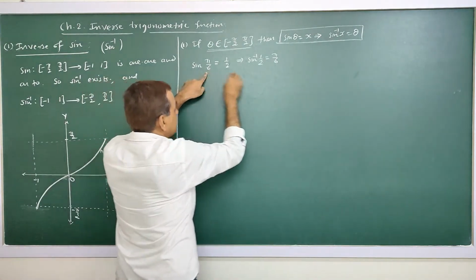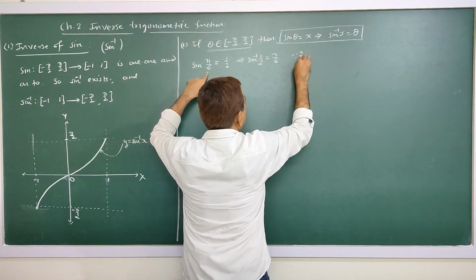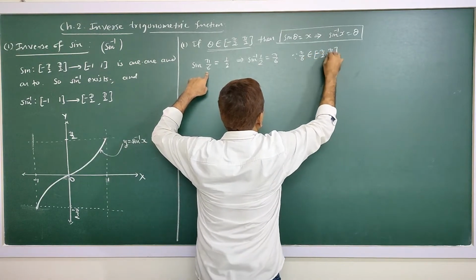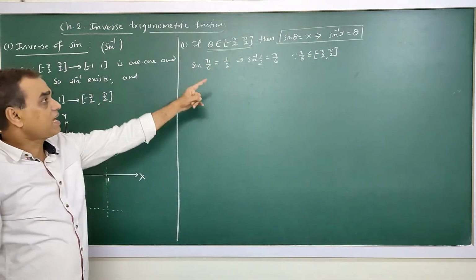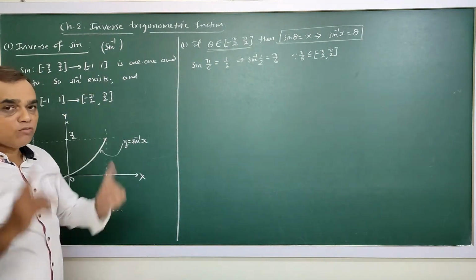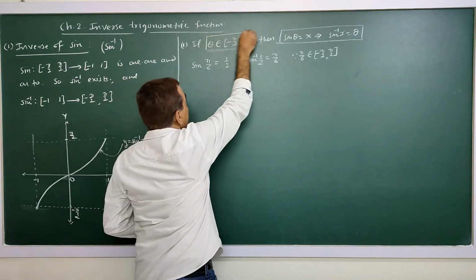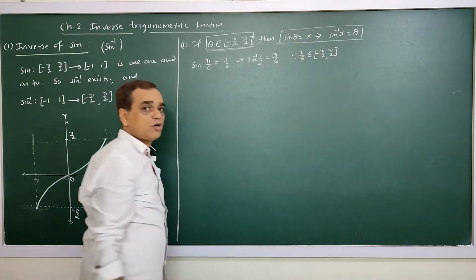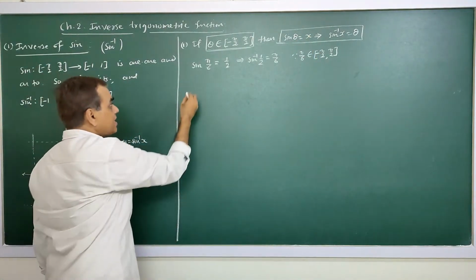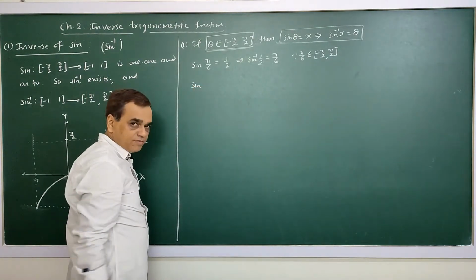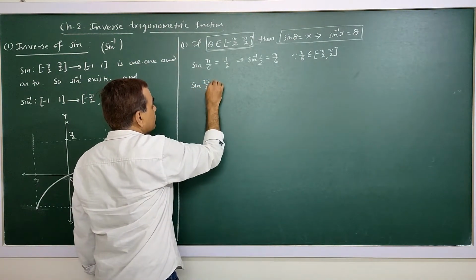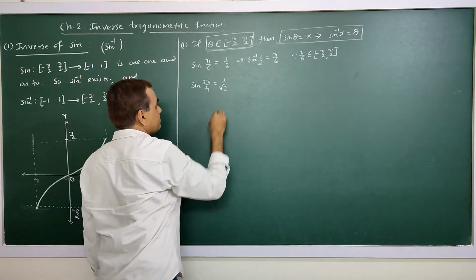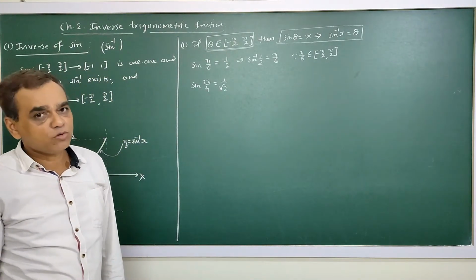And here pi by 6 belongs to the closed interval minus pi by 2 to pi by 2. That's why this is allowed. Always remember, theta must be in this interval, and only then are you allowed to shift this sine to the other side. Not every time. Second example. Suppose sine of 3 pi by 4 is 1 by root 2.